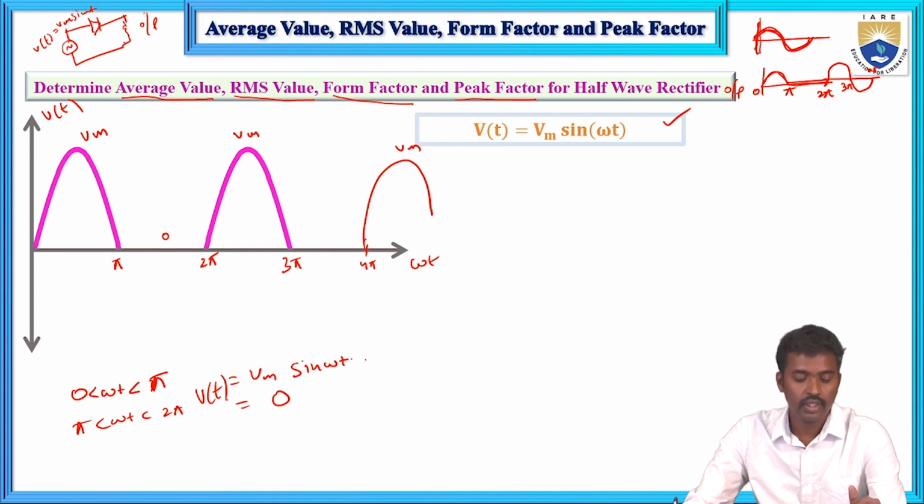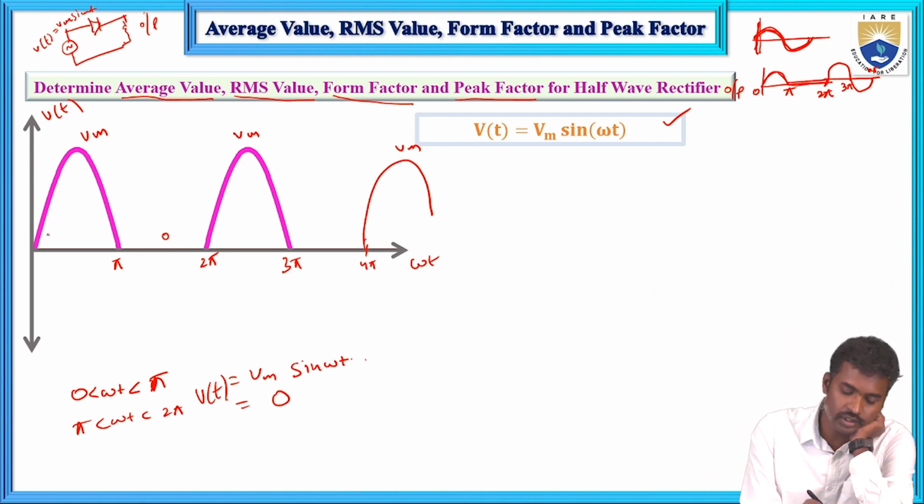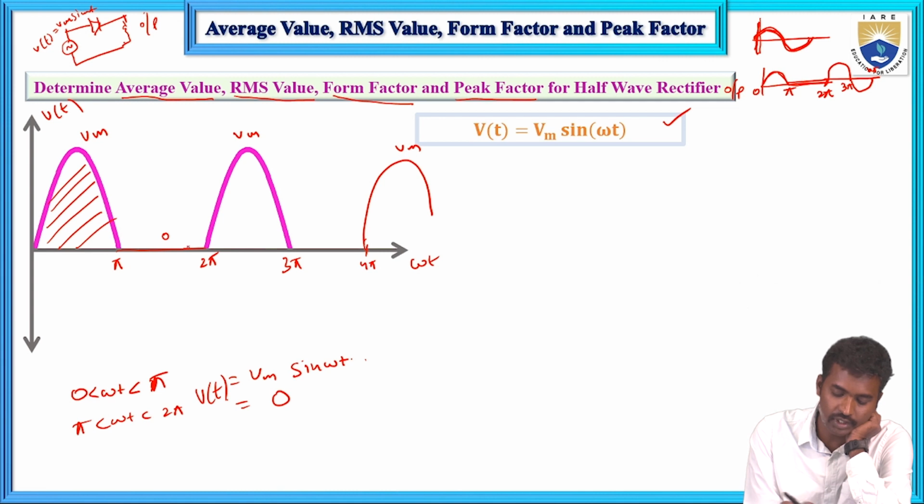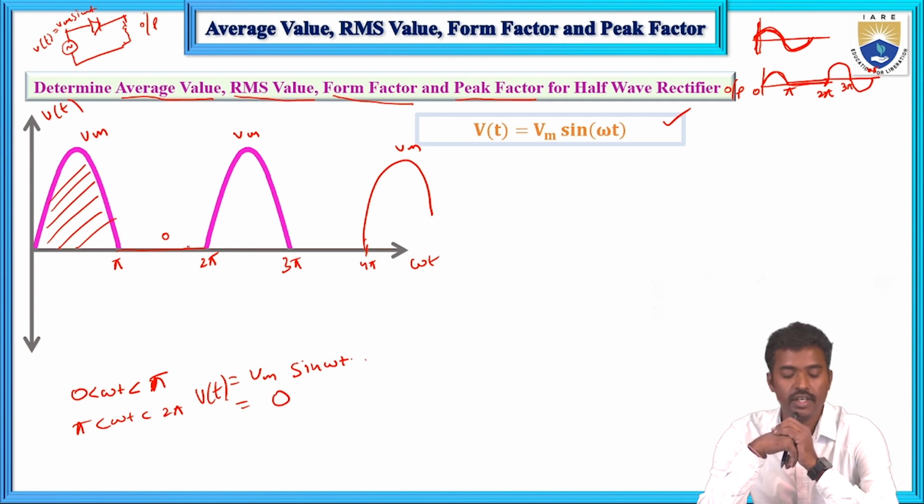Now, tell me whether this waveform is symmetrical or asymmetrical. This is an asymmetrical waveform because the positive half cycle is not equal to the negative half cycle. Here this is the positive half cycle, but there is no negative half cycle. The negative half cycle area is 0.